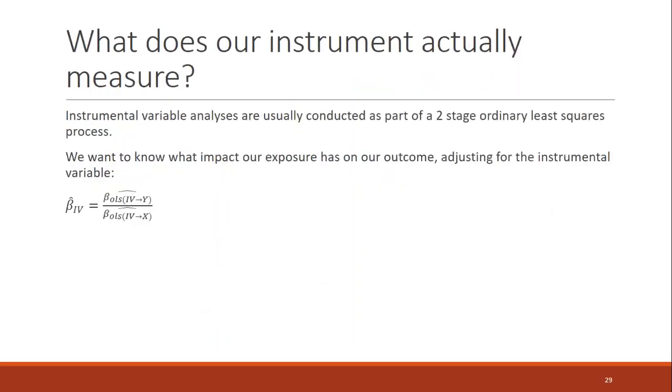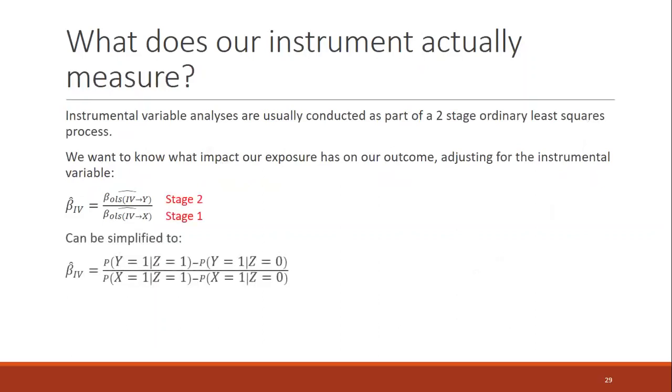So what does the instrument measure exactly? The key thing, and I'm not going to get into the statistics as much here, is that we really measure two things. We have this two-stage model, right? The first stage is the bottom one, where we estimate the effect of the instrumental variable on our exposure. The second stage is that second model where we see what effect the instrumental variable has on our outcome. But ultimately our goal is to see whether our exposure is related to our outcome, adjusted for instrumental variables.